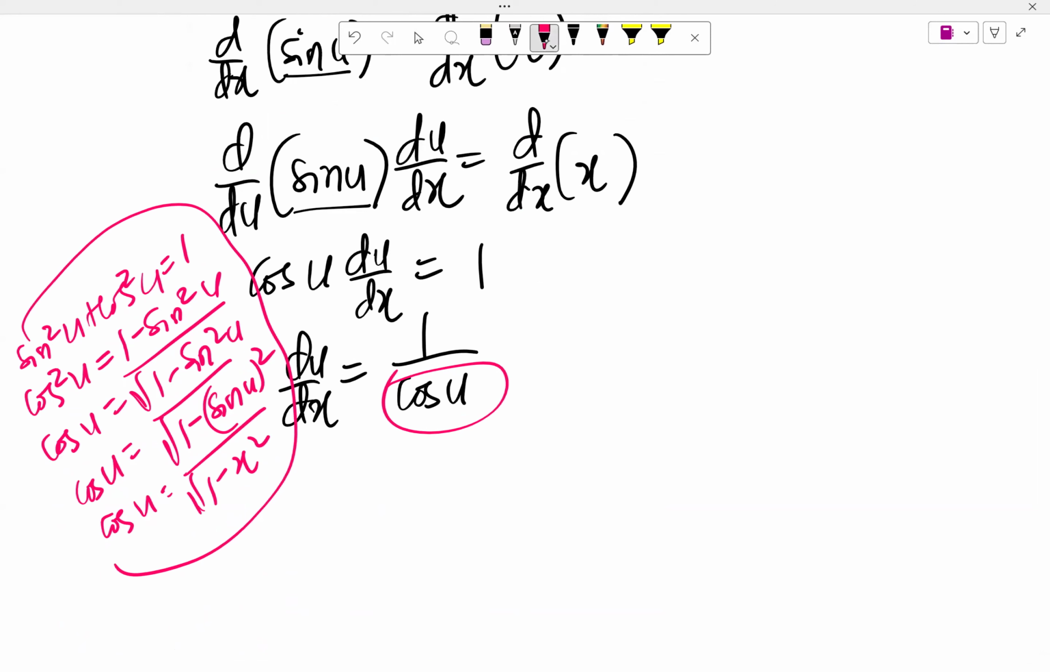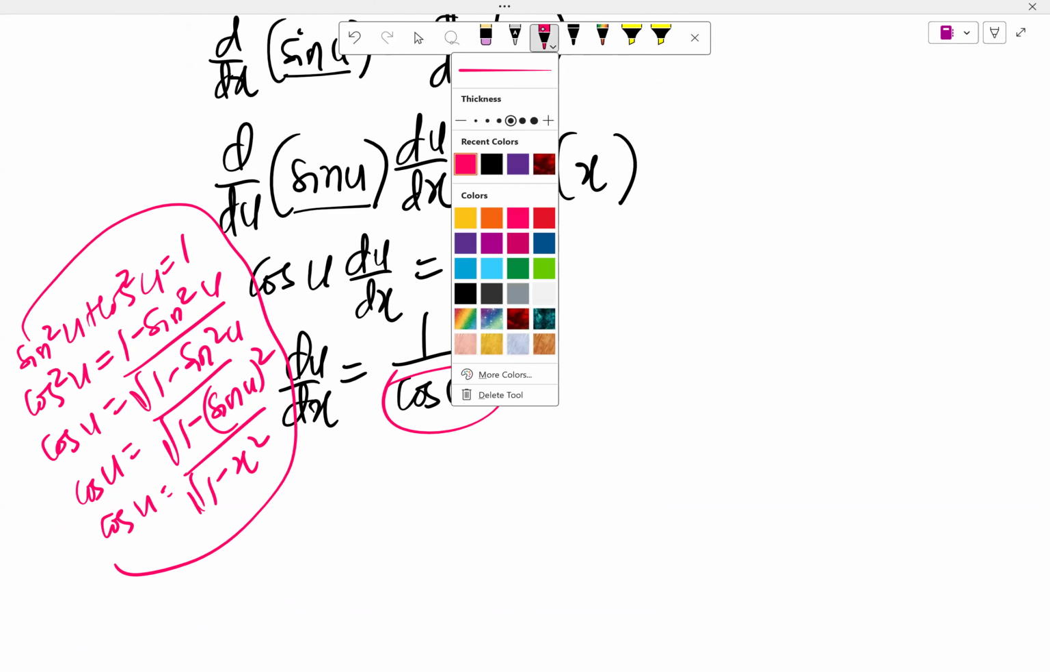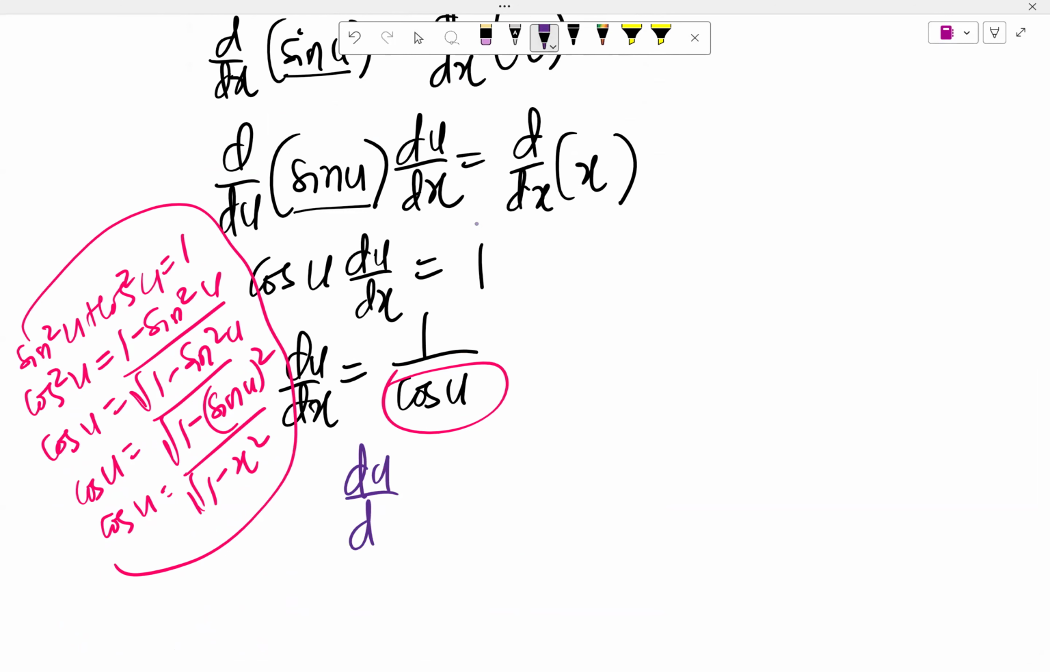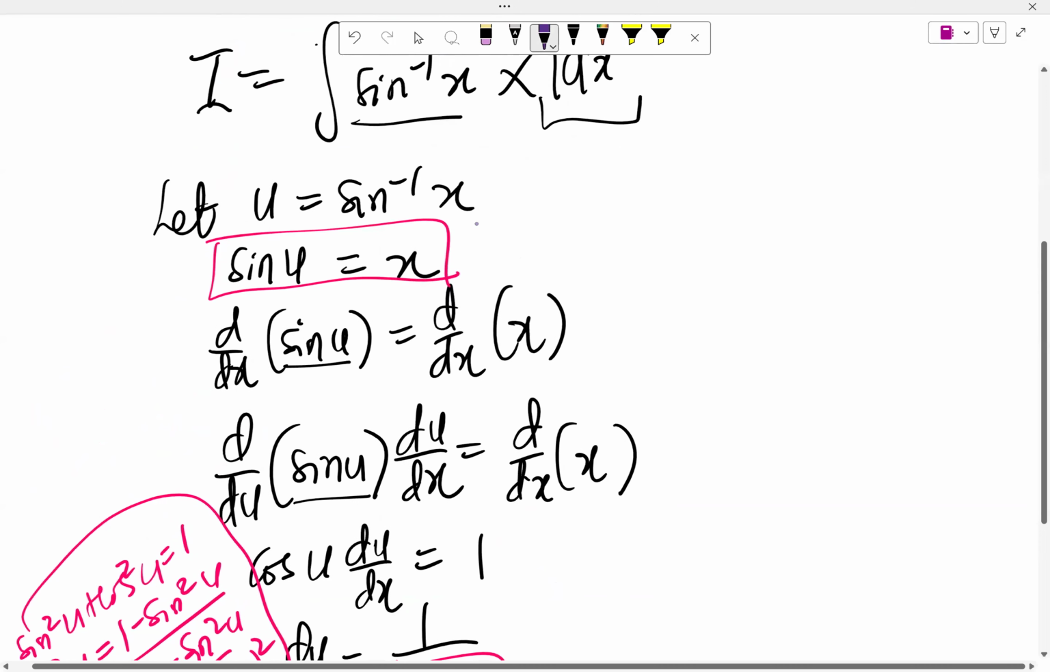So in that case now, you can go ahead and do what you have to do. So now you can say that du dx is equal to 1 over the square root of 1 minus x squared. So that's one part of the story.